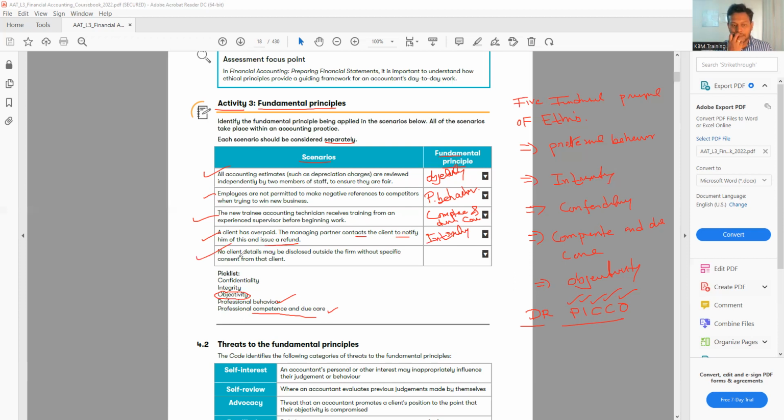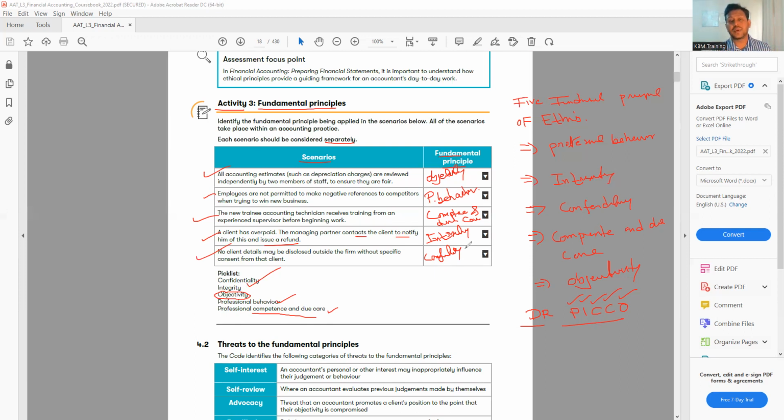Then we have: no client detail may be disclosed outside the firm without specific consent from the client. It is relevant to confidentiality. So you are not allowed to disclose any confidential information outside of your firm without the client's permission, and this is relevant to your confidentiality.